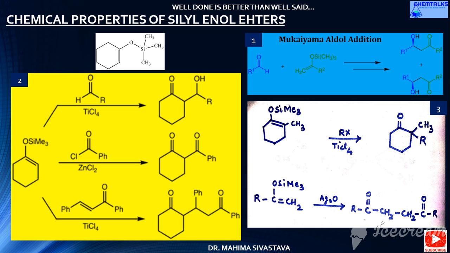Then moving further, in box number 2, we see a set of 3 reactions which take place in the presence of TiCl4 and ZnCl2, all giving more or less the same type of product, where a beta pi cleavage takes place and the position adjacent to the silicon addition position gets occupied by the reactant, which is in addition to the silyl enol ether. Next, in box number 3, we see alkylation and dimerization reaction.